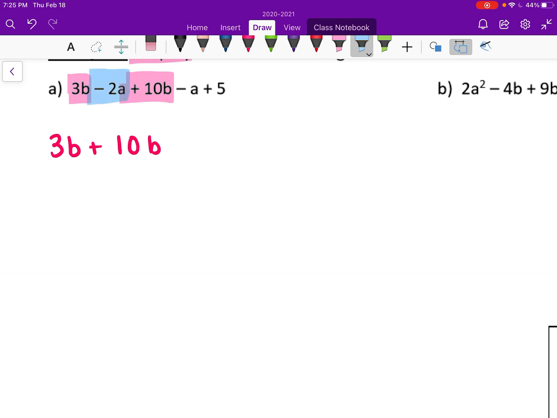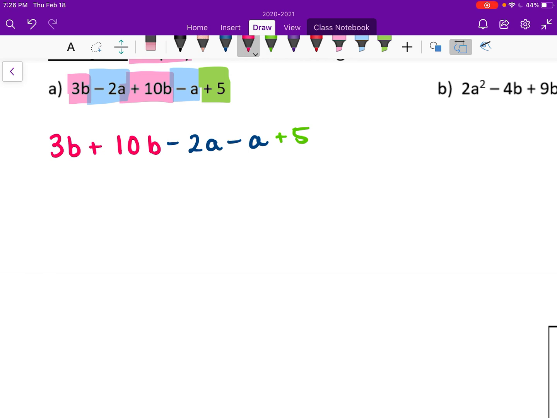So I have negative 2a minus a. Right? So I'm just going to go plug it in for now. I'm just going to write it down. Negative 2a minus a. And then the last one I have is positive 5. Positive 5 doesn't seem to have anything else, so I'm just going to leave it as it is.